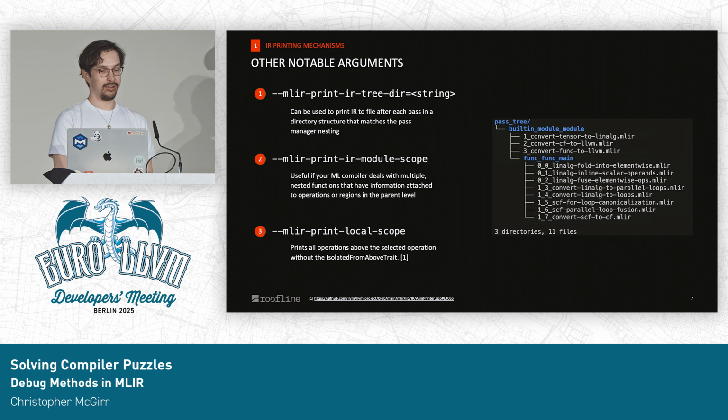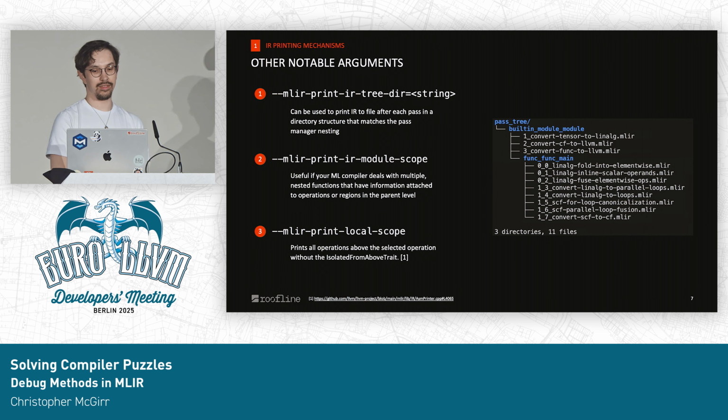So that's not the only option you have for printing. There are some actually quite useful ones as well. I showed that you can print after each pass, but you can also print after each pass to a file, which can be quite useful if you want to jump around between the different states of your compiler pass. You can use the argument MLIR print IR tree, which will simply dump your whole pass pipeline to a directory structure that mimics what that pass pipeline is.